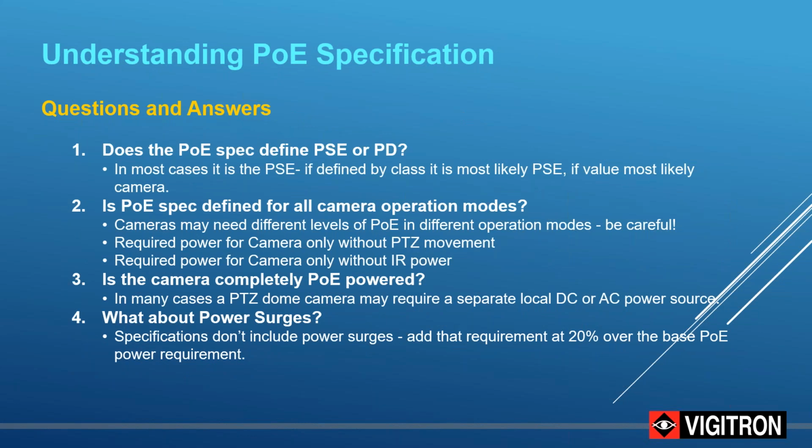So understanding the PoE spec, and again, we'll be getting into more details, we have to do a very detailed analysis when we're constructing our networks to determine exactly what's required for PoE. Does the PoE specification define the PSE or the PD? It's confusing. There's one value on there. Does that mean that's the power we provide at the source or the power the camera needs?